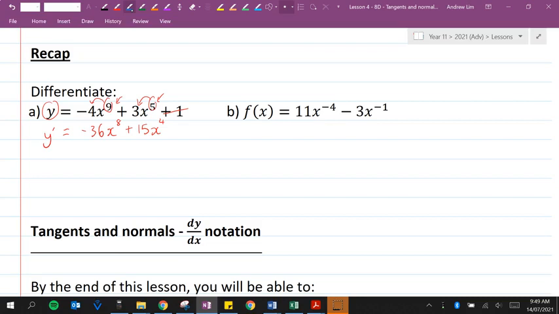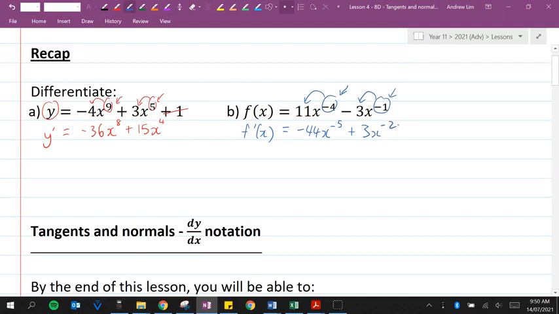Question B, we've got f of x is equal to 11x to the negative 4 minus 3x to the power of negative 1. Okay, so when we differentiate this, because this is f of x, I'm going to use f dash of x. So we bring this down and multiply: 11 times negative 4 is negative 44, x to the power of, now we need to reduce that by 1. So minus 4 minus 1 is minus 5, so just be careful with that. Take the power, multiply it by the minus 3, becomes positive 3, x to the power of, reduce the power by 1. Minus 1 minus 1 is actually minus 2.